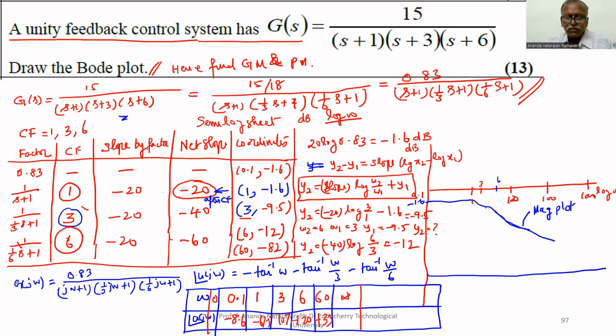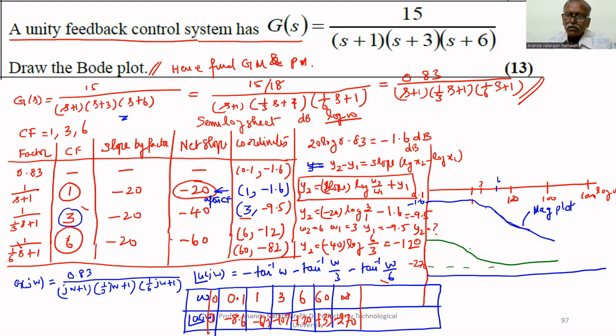All negative values. When it is 0, what happens? If you substitute 0, the angle is 0. If you put infinity, tan inverse of infinity is 90. Therefore, you will get minus 270. Therefore, the minimum angle is 0 and the maximum is minus 270. You plot from 0 to minus 270, and the plot will be looking like this.